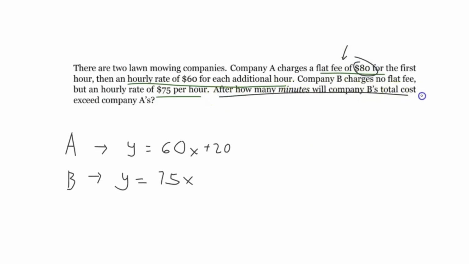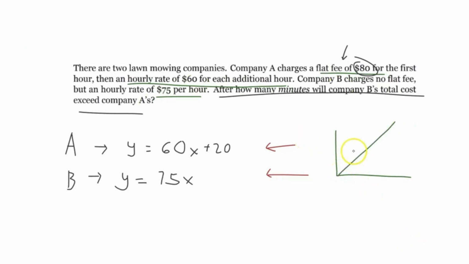So how do we actually solve the problem? How many minutes will company B's total cost exceed company A's? Okay. So if we look at these two equations, we can see that the rate of change for B is higher than that of company A. So B, let's say, is green. Their rate of change is like this. Oops, actually that's not accurate. They're going to be starting at 0, so they're going to be something like this.